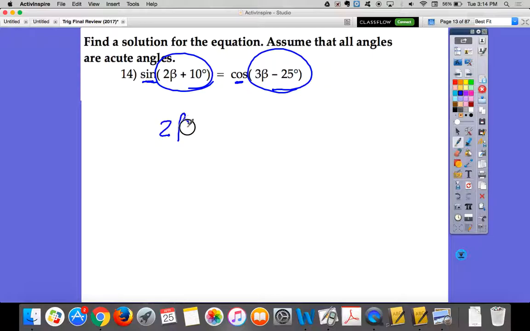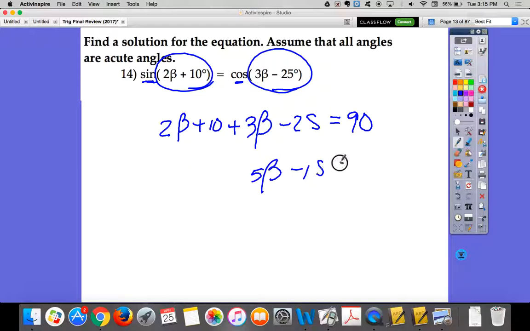So we have 2 beta plus 10 plus 3 beta minus 25 equals 90. Okay, and then it's just basic algebra. Put your like terms together. We have 5 beta, and that's going to be minus 15 equals 90. If you move your 15 over, I do believe that's going to be 105. And if you divide that out, how many nickels are in $1.05? That would be 21.